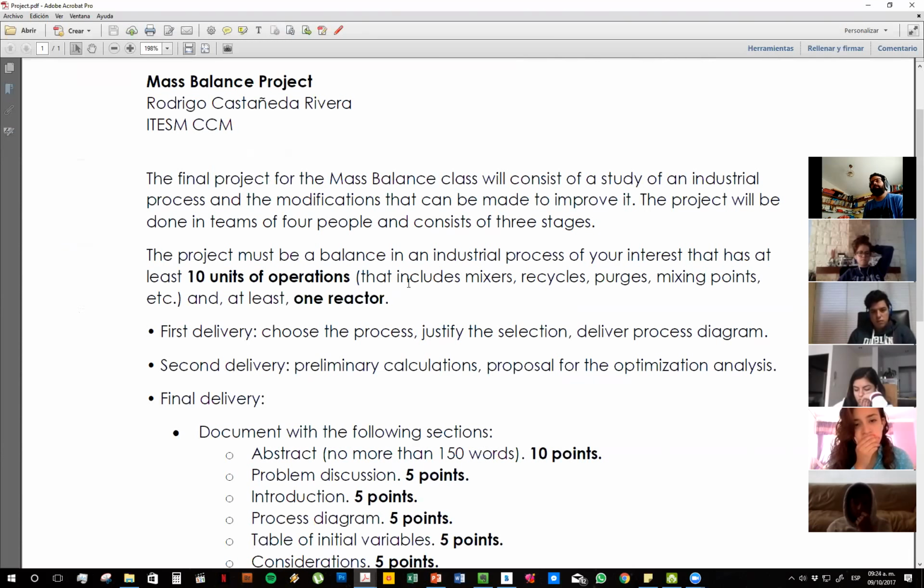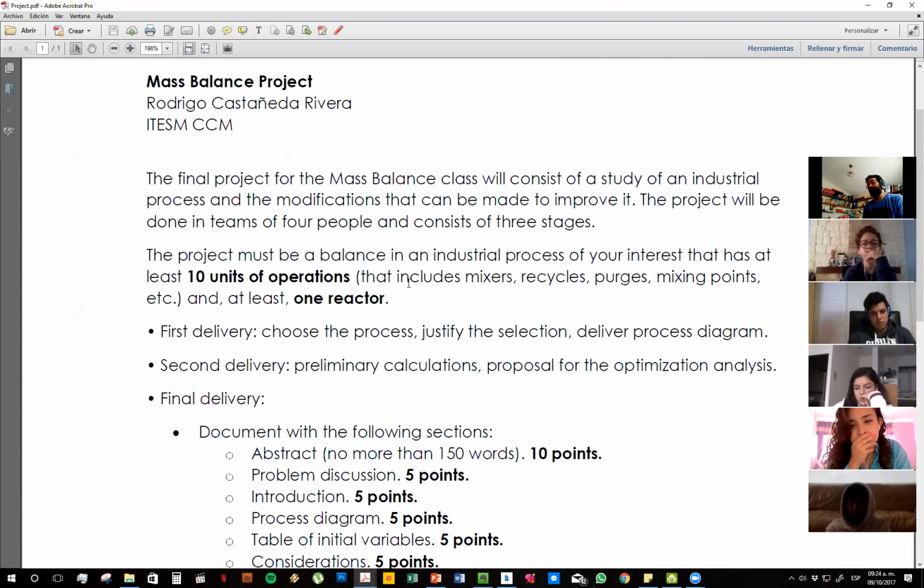And then the second delivery is going to be the preliminary calculations. Okay, so for example, let's say that you choose a process that doesn't have a recycle, right? And you want to see if that recycle is better for the process or not. So the preliminary calculations could be, for example, the calculations without the recycle, or the preliminary calculations for the reactor, or, well, more or less whatever you want to show me that you have doubts if it's going to be correct or not.